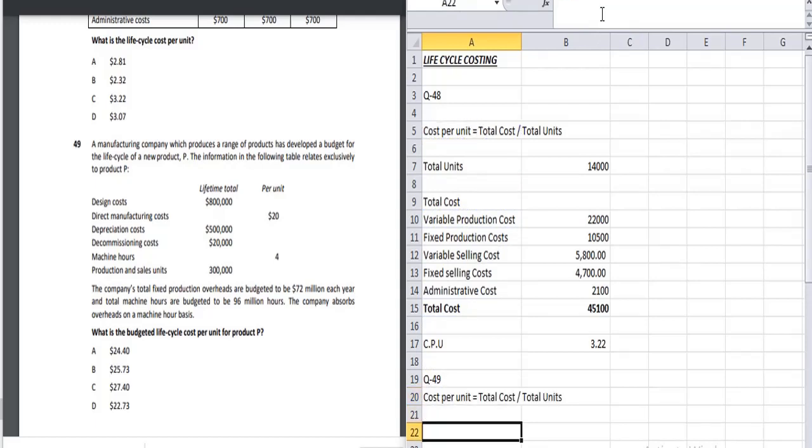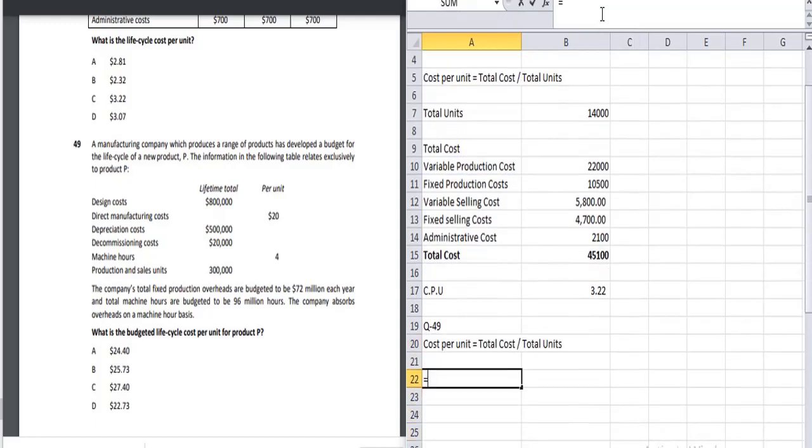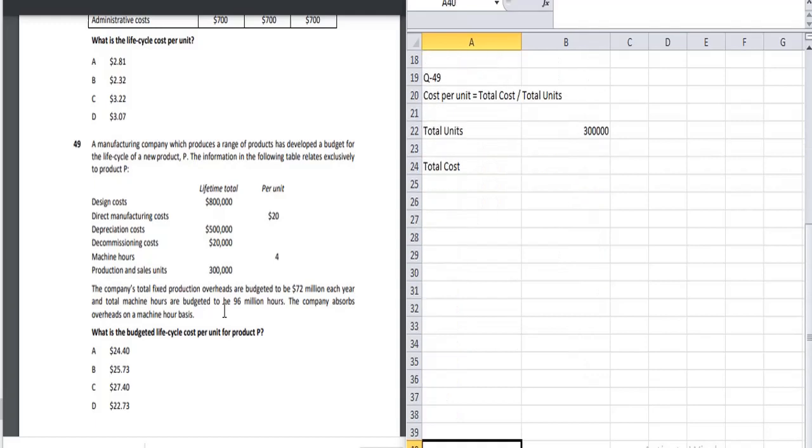The formula will be the same, no issue. Now total units will be, it's given, production and sales units are 300,000. Now total cost. So first we have a design cost. Design cost is 800, 123.